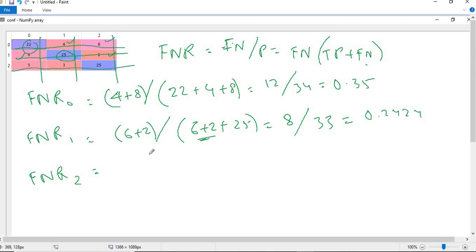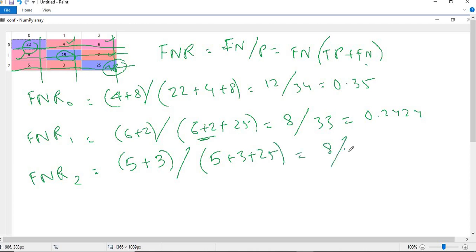Now false negative rate for class 2, this one. The formula is false negative by true positive plus false negative. Here this will be true positive, right, and false negative will be 5 and 3. So false negative rate for class 2 will be 5 plus 3 divided by 5 plus 3 plus 25, which is equal to 8 by 33, and this is equal to 0.2424.